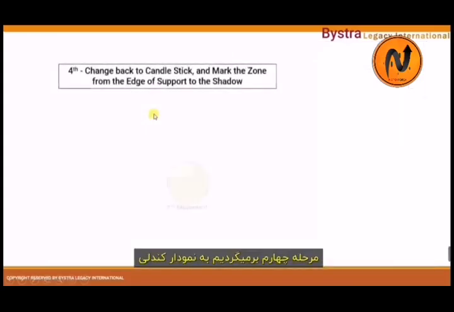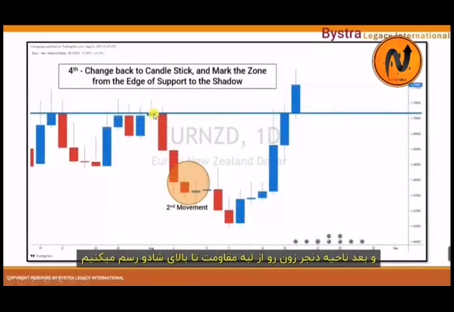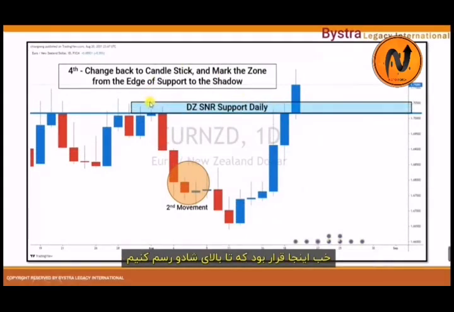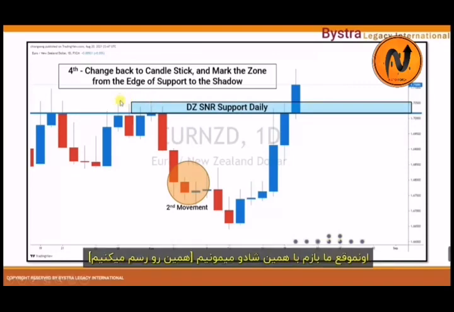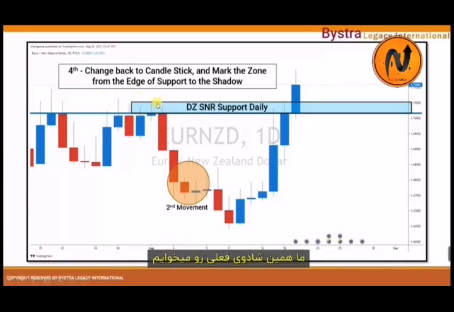Fourth, we go back to the candlestick chart and then we mark the zone from the edge of the resistance all the way up to the shadow. Okay, here it's supposed to draw up to the shadow, so it doesn't reach. But this is just an example. If there's a shadow much longer than here, then we will still remain on this shadow. Whatever shadow that is behind here is already the past. We want the current shadow. So once we are done with the marking, next what should we do?